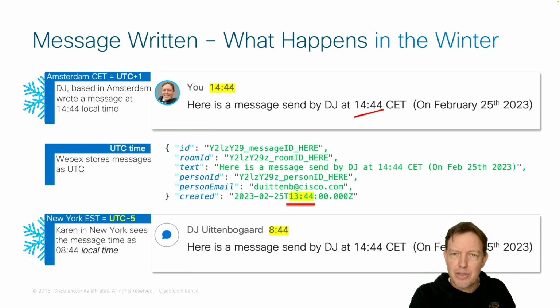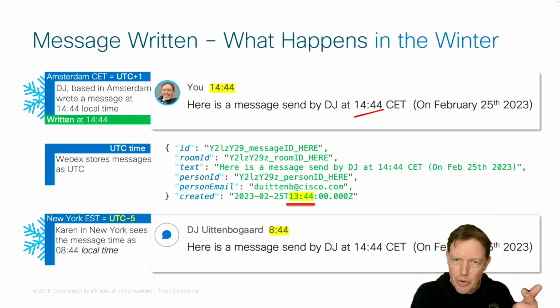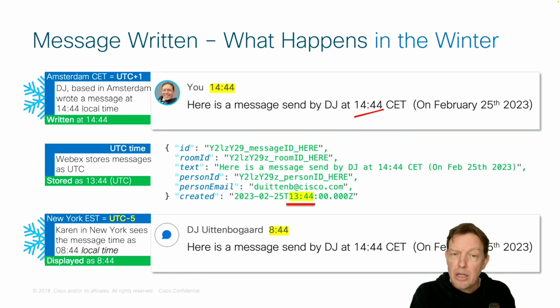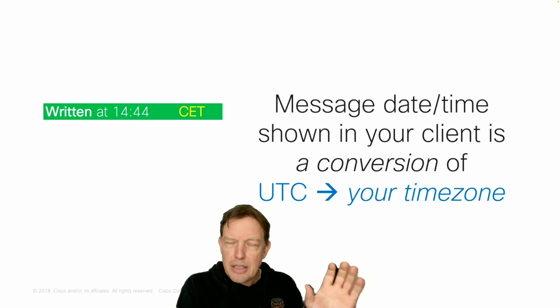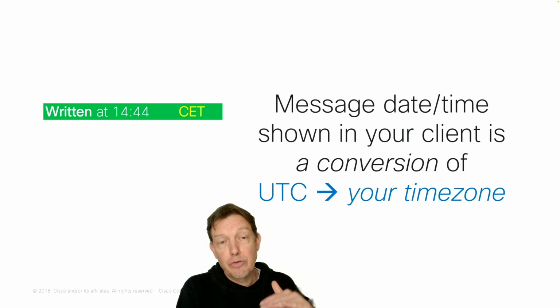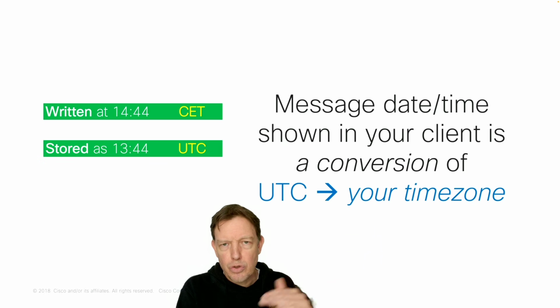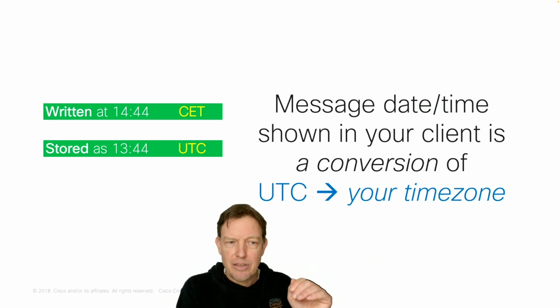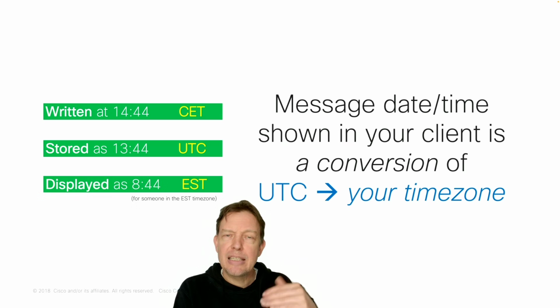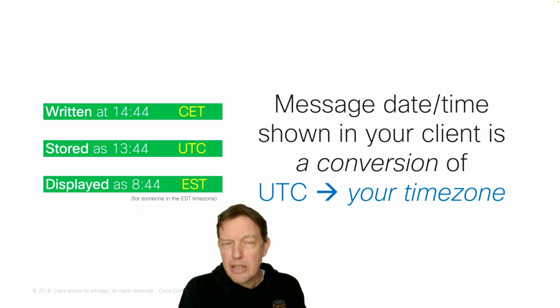So she will see this message with the timestamp 8:44, which is right, because in the EST time zone, 8:44 is exactly when I wrote the message. So written at 2:44, stored as 1:44, and in another time zone displayed as 8:44. The message date and time shown in the client is a conversion of UTC to your time zone. So written at 2:44 CET, stored as 1:44 UTC, and displayed as 8:44 EST.